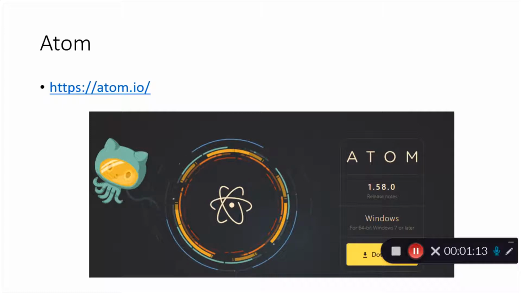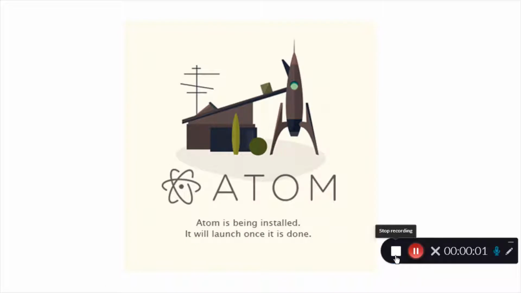Now, we install the Atom text editor. One of the cool things about Ruby is you can basically write Ruby code in any text editor you want. After installing Atom, we are going to look at how we can write our first Ruby program. The installation will take a while to complete.